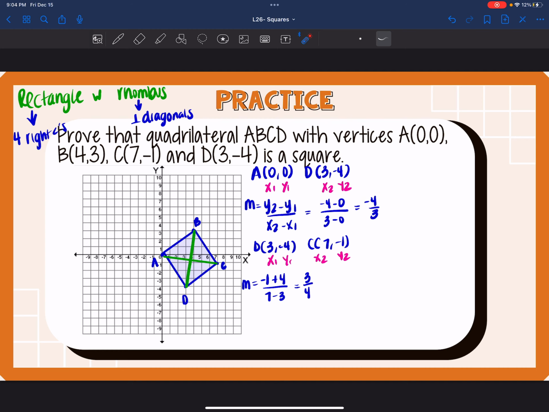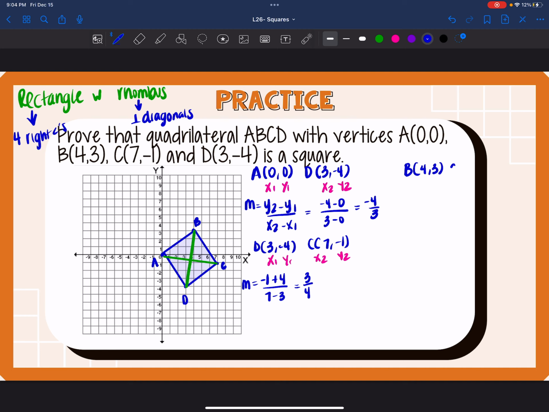Now we have to do the other 2 sides just to verify. And what we want to see is that we have opposite sides that are parallel, because what that means is that I have 4 right angles. But, excuse me, let's go ahead and do it. B, which is 4, 3.